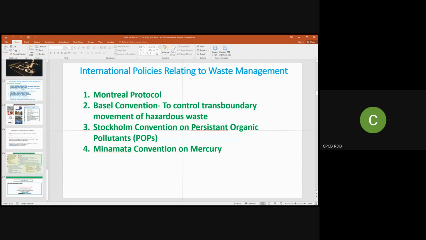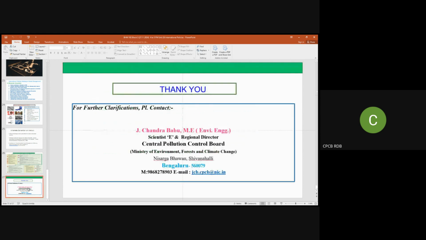And the Stockholm Convention is meant for control of persistent organic pollutants, whereas the Minamata Convention is aimed at control of mercury emissions into the atmosphere. This is about international policies, and as far as my knowledge is concerned, I have covered the task assigned to me, as per the best efforts which I have put in.